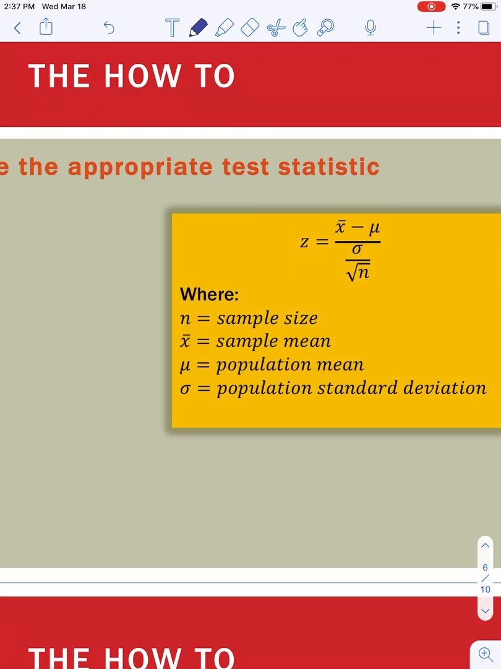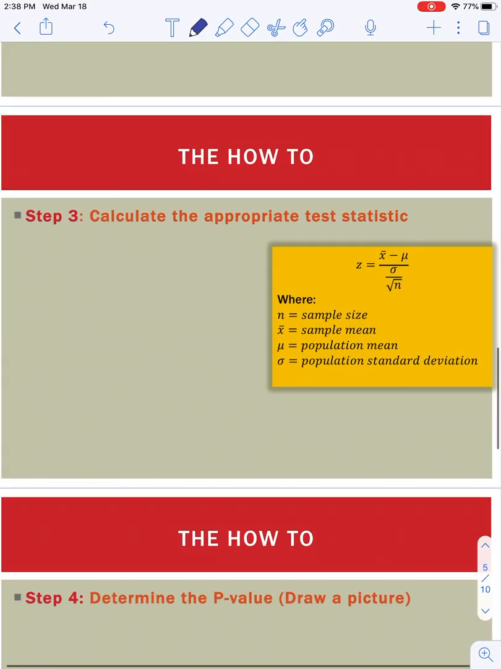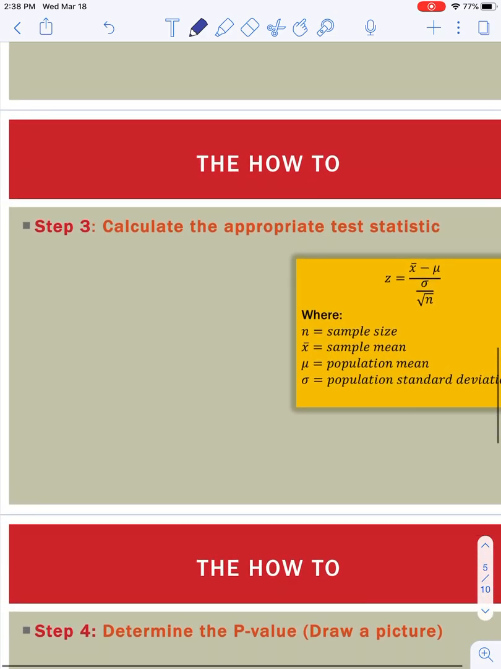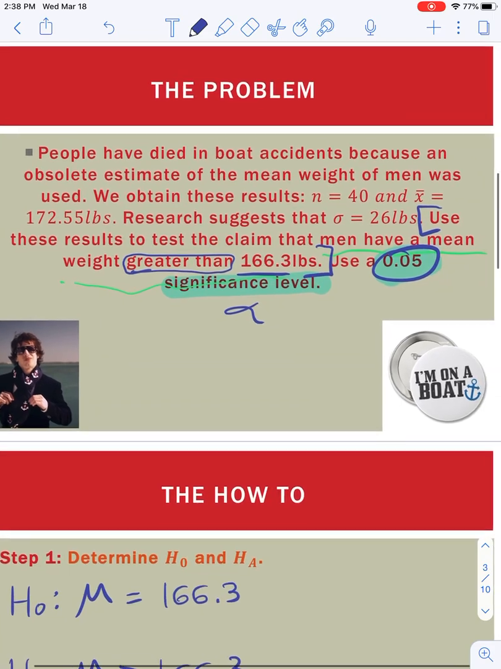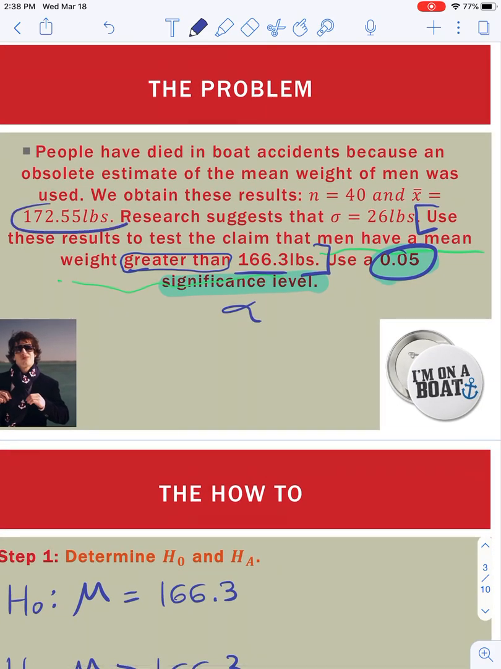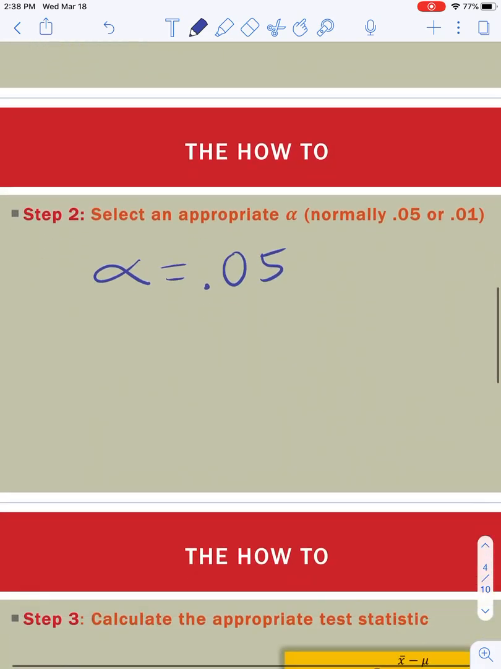Okay, and we should be familiar with these letters. N is the sample size, x bar the sample mean, not the population mean, which comes from the hypotheses, but the sample mean. Mu is the population mean, which comes from the hypotheses, and sigma is that known standard deviation that we have. In the next lesson, it's going to be unknown. So we're going to be calculating this test statistic. Well, we need x bar. If I go back up to this problem, my x bar was given to me as 172.55.